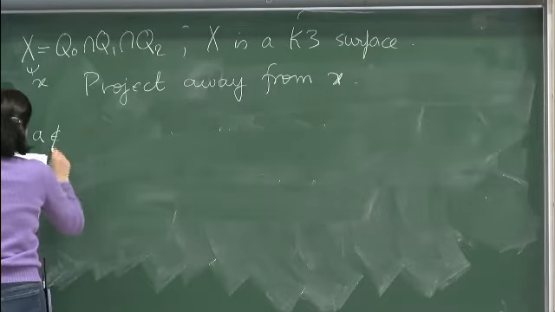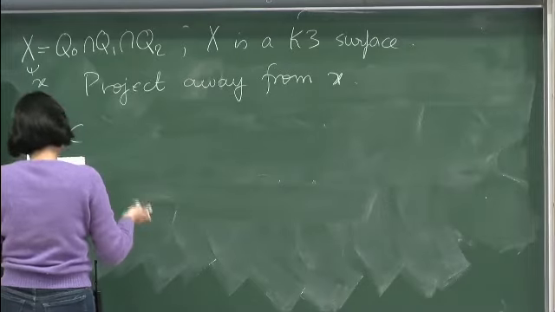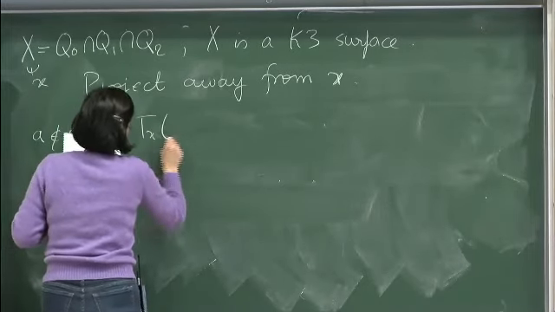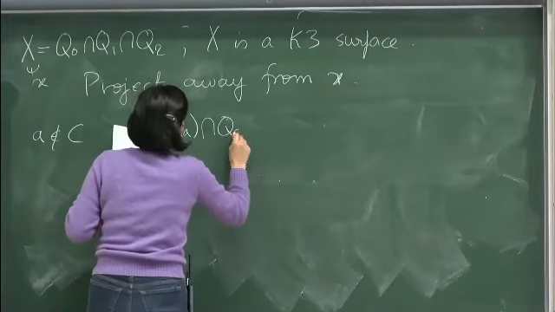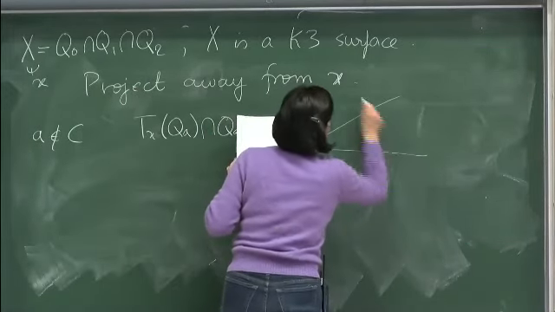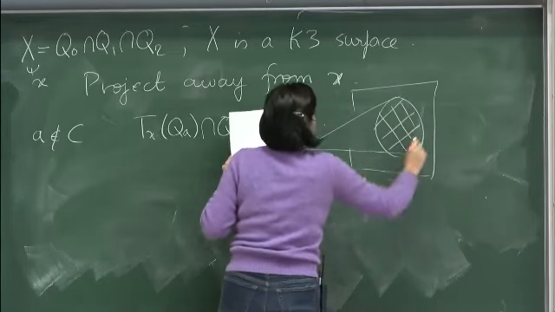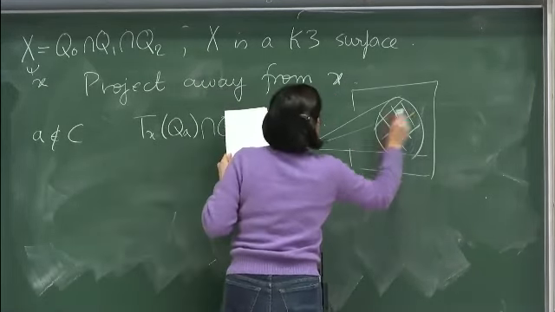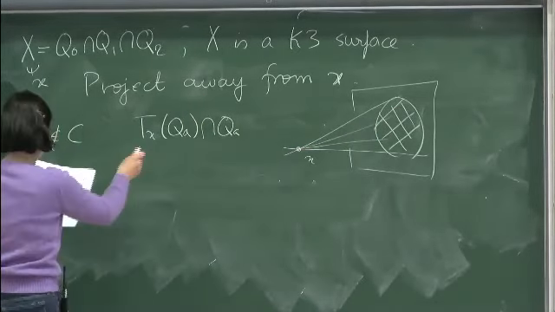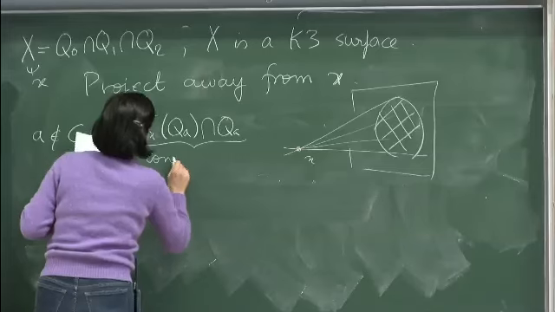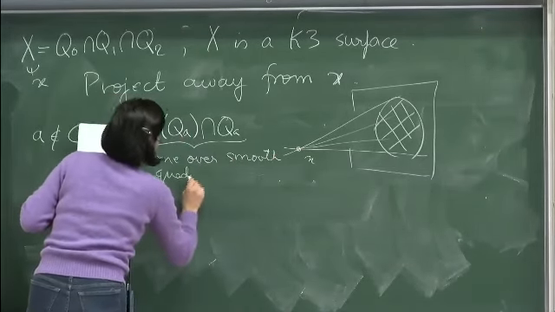When A is not in the locus of degenerate quadrics, then you take the tangent space at x to Q sub A, intersect with Q sub A. This turns out to be a quadric cone over a smooth quadric surface. So this is a smooth quadric surface, and this is your x. And so when you project away from x, you get a quadric surface in P3. So this is a cone over a smooth quadric surface.